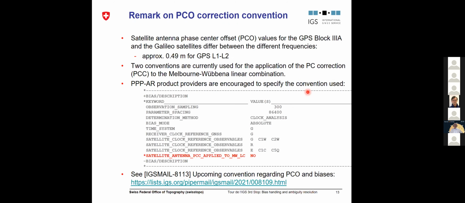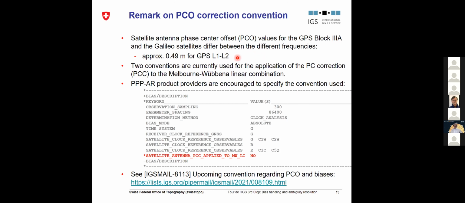Additional remarks. One thing is concerning the PCO antenna corrections for the Melbourne-Wübbena linear combination. We know that for the latest generation of GPS satellites, we have a significant satellite antenna offset between L1 and L2, and also for Galileo. And currently, two conventions are used for the application of phase center corrections to the Melbourne-Wübbena linear combination. Either you do not apply any correction, or you do apply it.